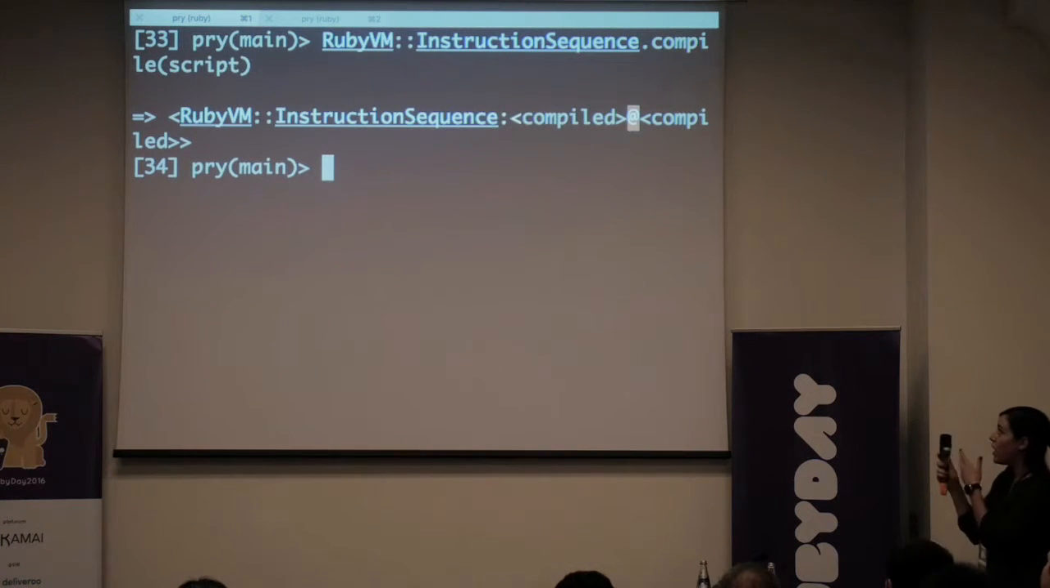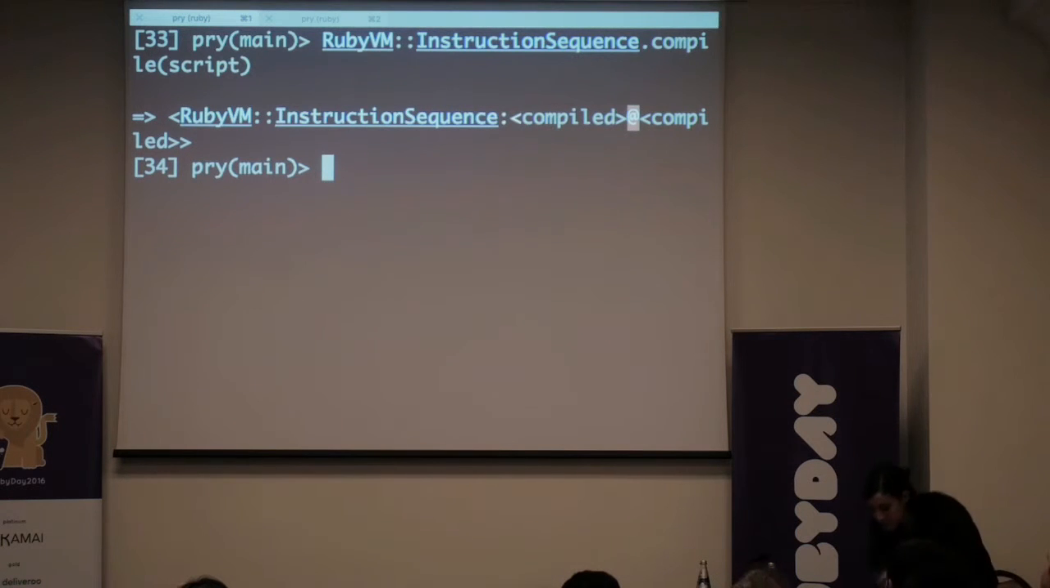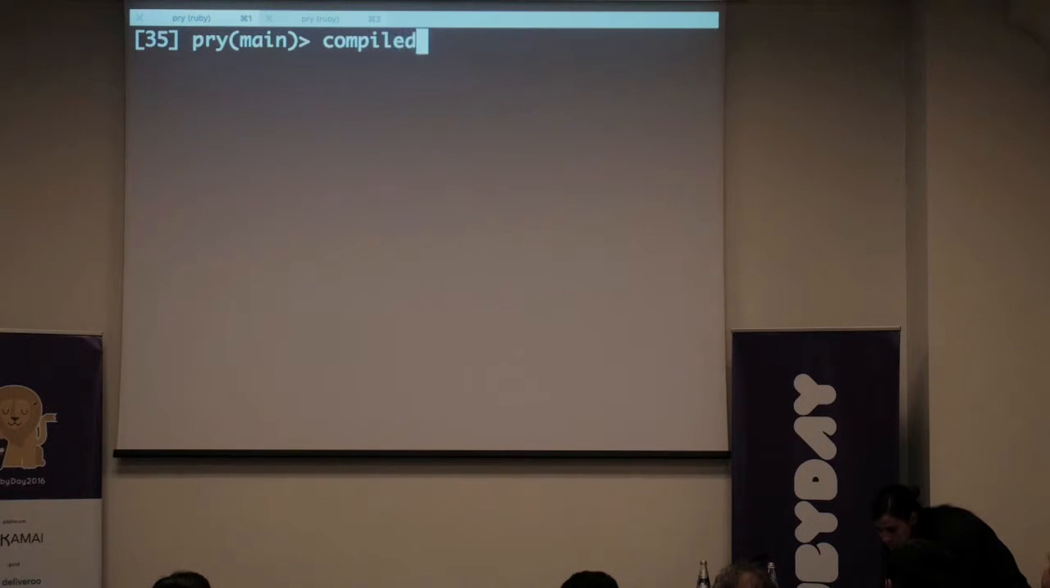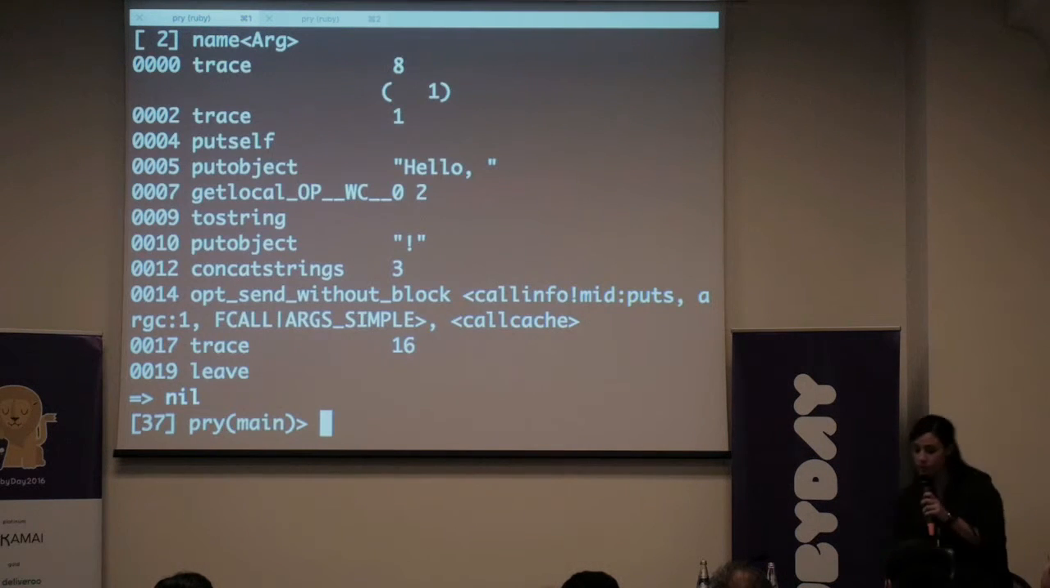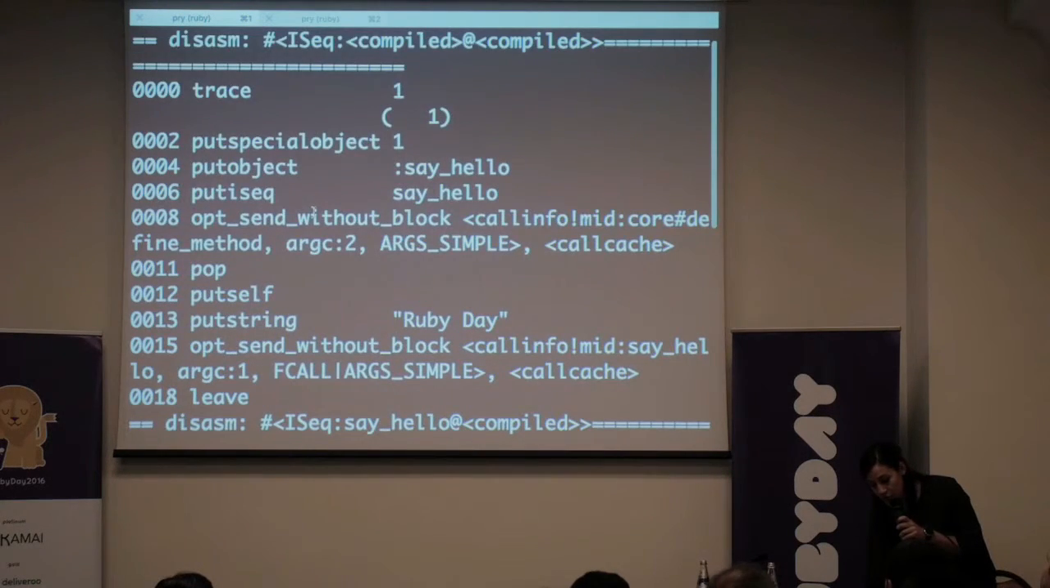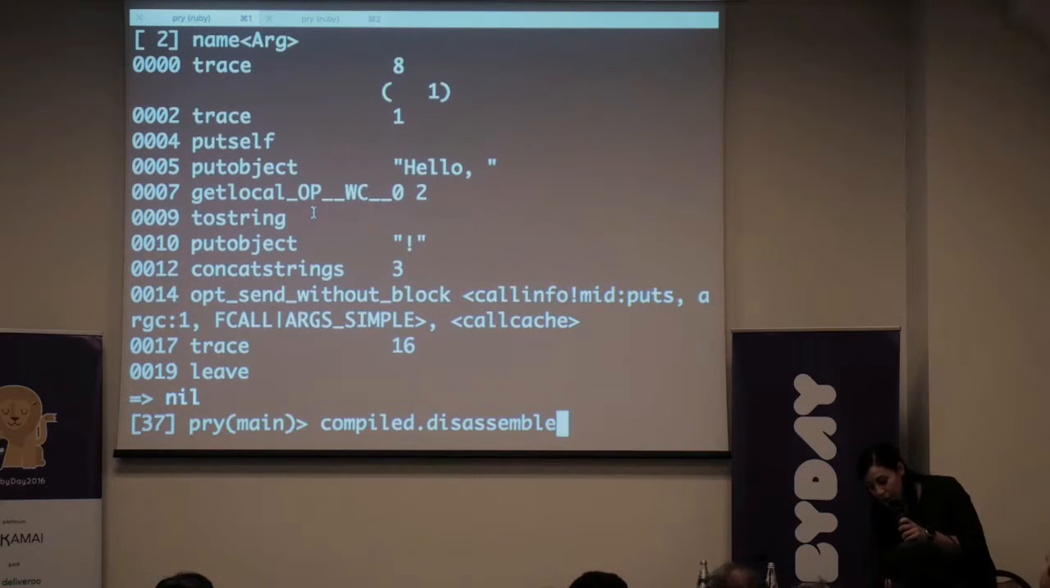So here we have this structure that we have of a compiled object. And now we can actually disassemble this compiled object so that we can see what the Ruby VM is actually looking at. As you can see here, we have instructions for the VM to execute the code.